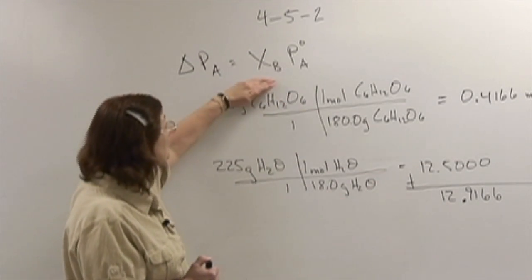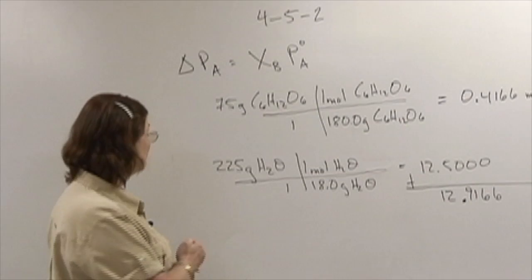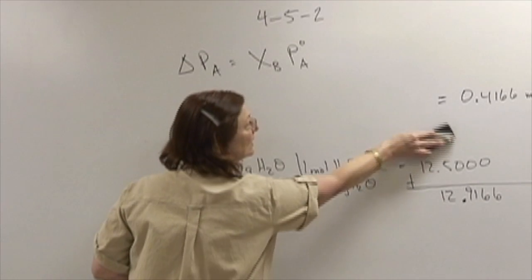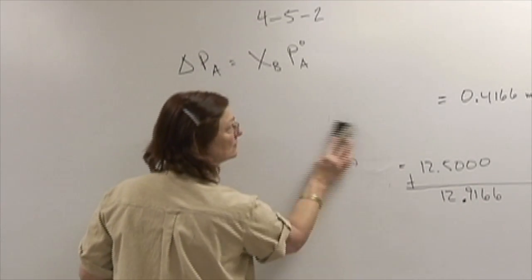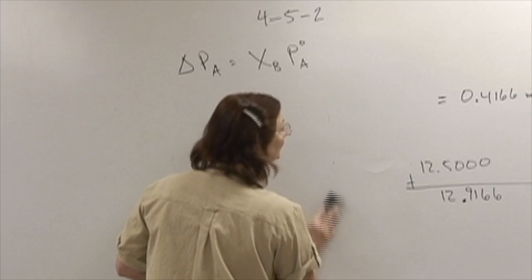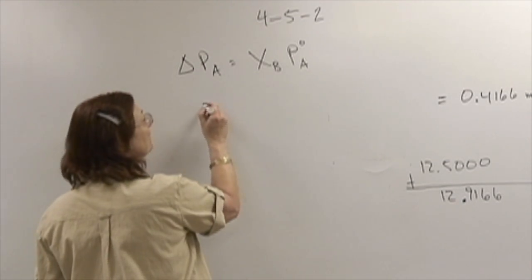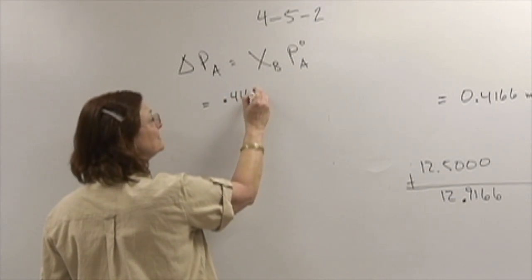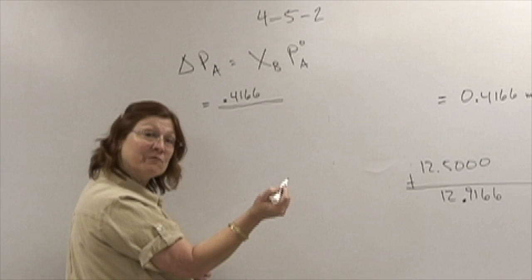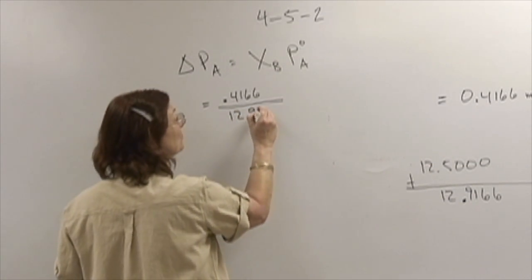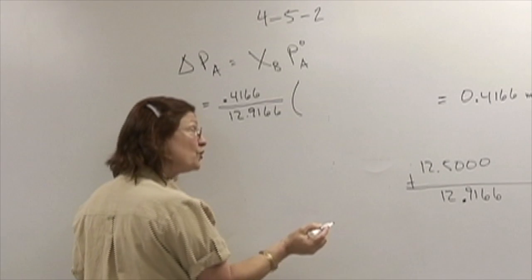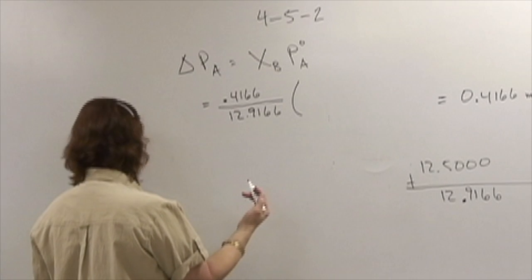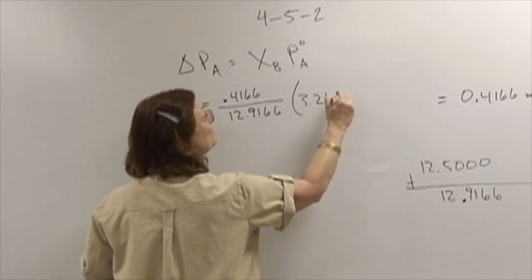Now, to apply it to this equation, I'm going to erase my moles and use the information. Here I have a mole fraction of the solute, which would be 0.4166 divided by the total number of moles, which is 12.9166, times the pure vapor pressure at that temperature for water, my solvent. And it would be 3.2 kPa.